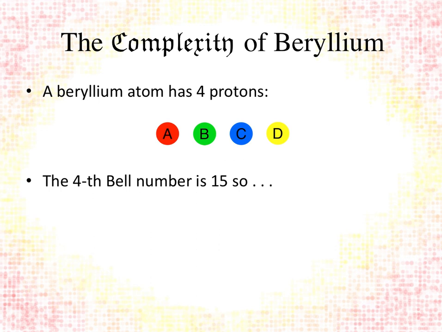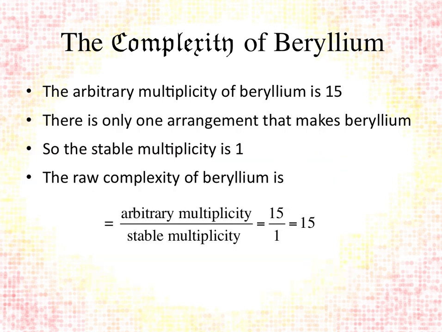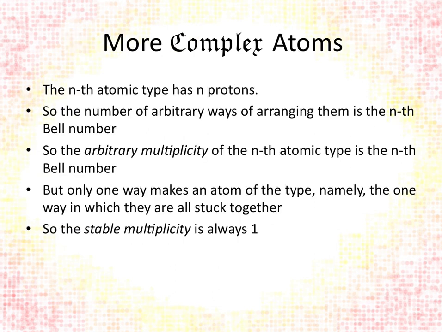Beryllium has 4 protons. The fourth Bell number is 15, so there are 15 ways of arranging those protons, and there they are shown in that diagram. The arbitrary multiplicity of beryllium is 15. One arrangement makes beryllium, so the raw complexity is 15.